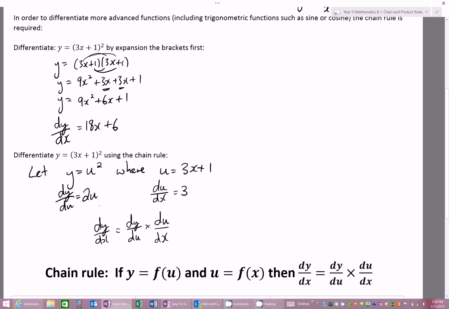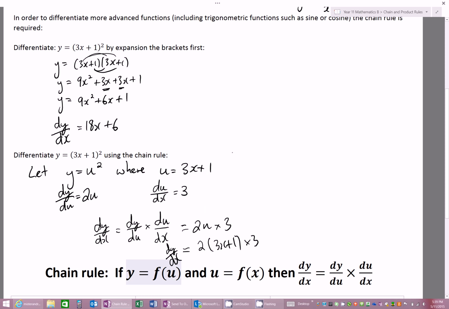So I've found dy du and I've found du dx. So I can now substitute them both into my chain rule formula. Dy du is 2u, du dx is 3. So my derivative is 2u times 3, and I can replace this u with 3x plus 1. So it's 2 lots of 3x plus 1 times 3. That's my derivative, dy dx.